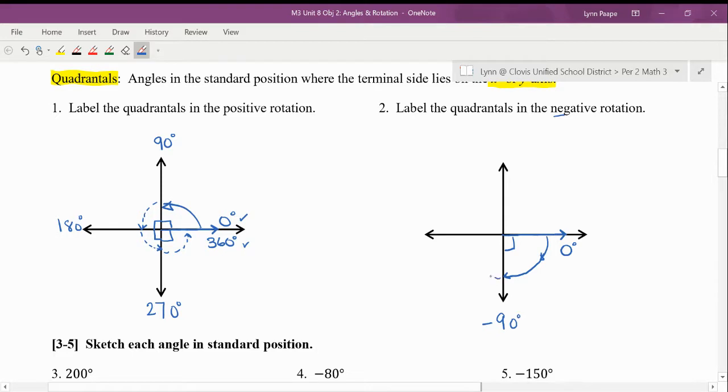And so then now I'm going to keep going. So I'll go another 90 degrees, which will put me here, which is a total rotation of 180 in the negative direction. Then I'm going to go another 90 degrees, which is a total of 270 degrees, but in a negative direction. And then another 90 degrees for a total of 360 degrees rotation in the negative direction. All right, so that is that part.